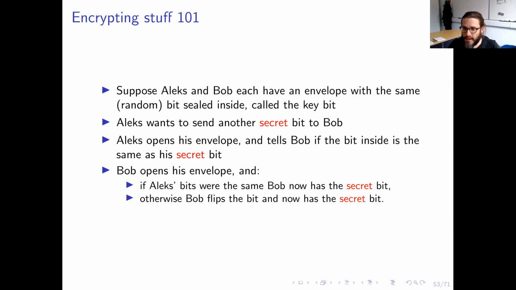Otherwise, Bob just takes the other answer. If I looked at my bit and saw that it was different from the one in the envelope, then Bob should just look at the one that's in his envelope and flip it. And then in either case, he'll get my bit. But the only thing the rest of the world knows is whether that bit in the envelope was the same as my bit. And that really had nothing to do with the value of my bit in the first place. So if you don't know what's in the envelope, then you don't know what my bit is.